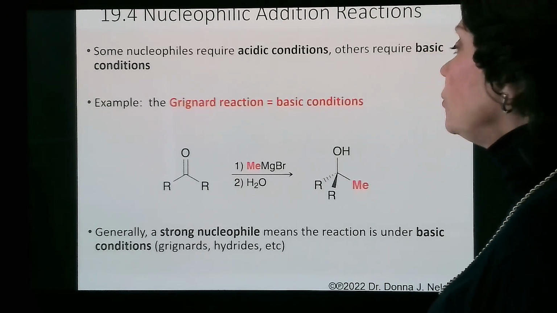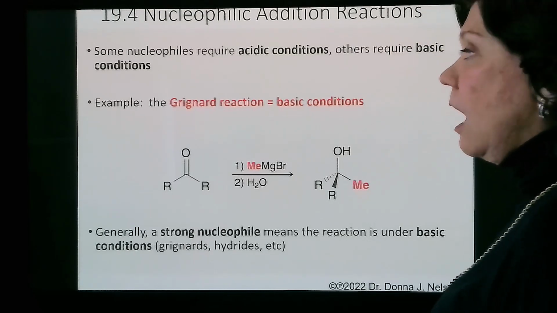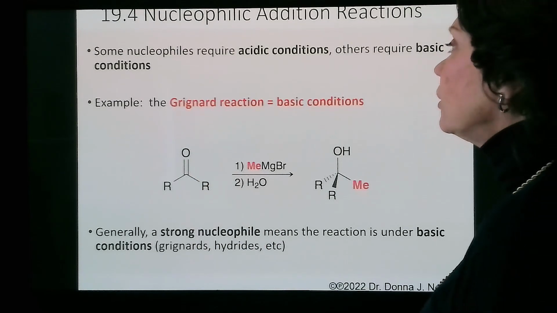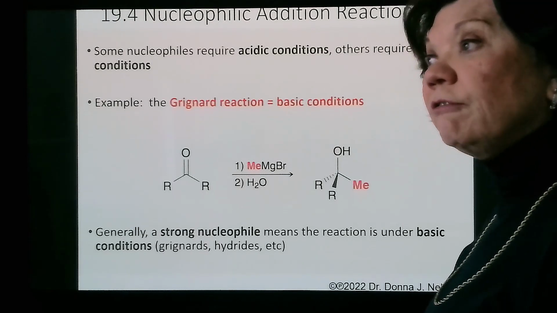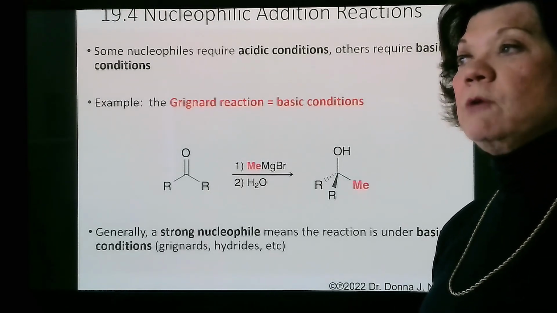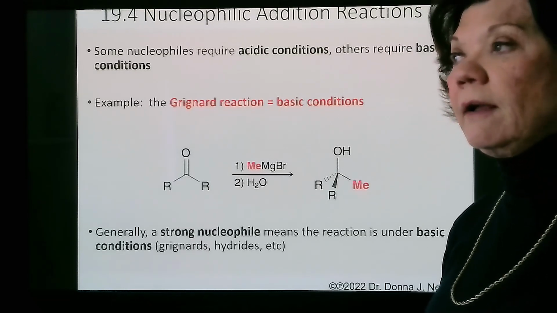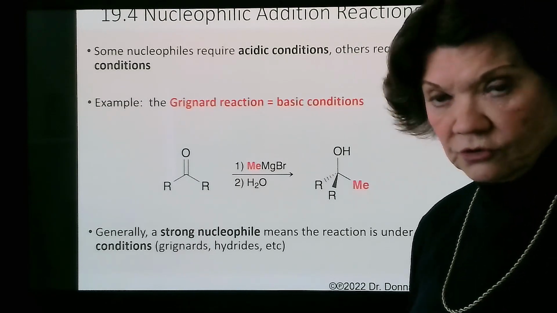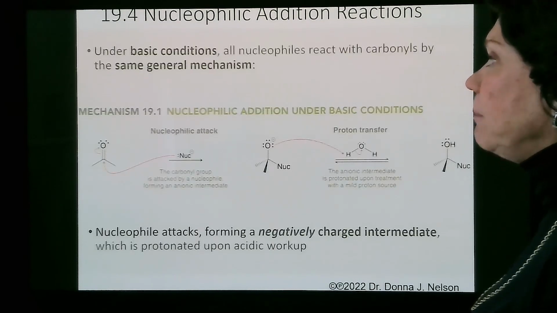So we're going to see examples of reactions at the carbonyl which must be run under acidic conditions because the nucleophile is simply too weak, or it may need to be run under basic conditions because the nucleophile will react with protons. So we'll see both of those examples.